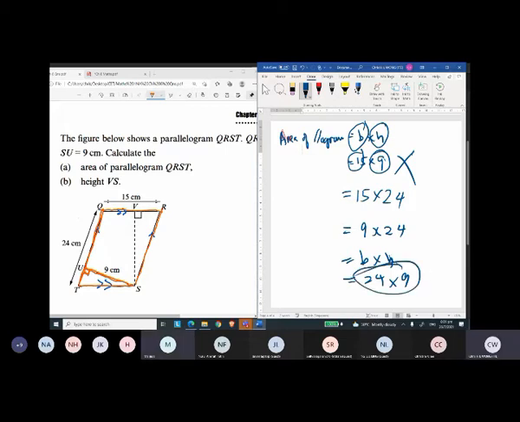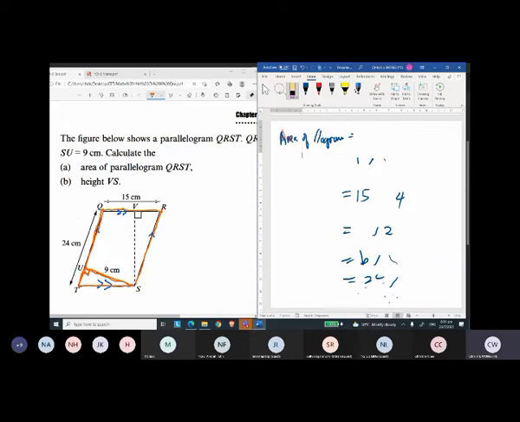Okay, I'm going to erase this again. So area of parallelogram, you told me already: base times height, it must be perpendicular. What is the base again? 24. Very good. What is the height, Angela? 9. Okay, 24 times 9 is 216 cm squared. This is area, right? So cm what? Cm squared. Now you have the area of the parallelogram.